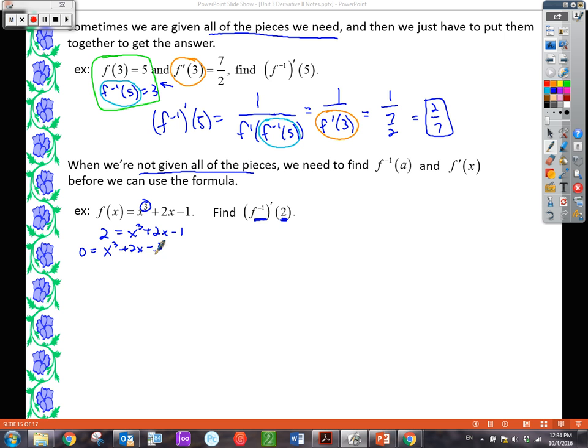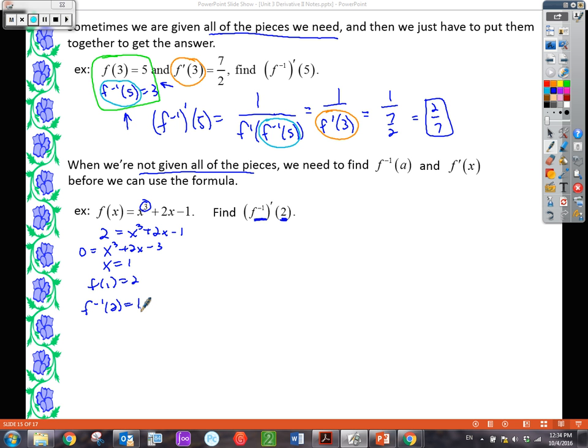So we look through here. What could x be to cause this to be 0? It looks like x would be 1, right? If I put a 1 here, 1 plus 2 minus 3. Okay, so x is 1. Now I'm going to write this relationship down so that I don't get confused. So I know that f of 1 equals 2. That's what we just determined. f of 1 equals 2. That means that I now know that f inverse at 2 is 1.